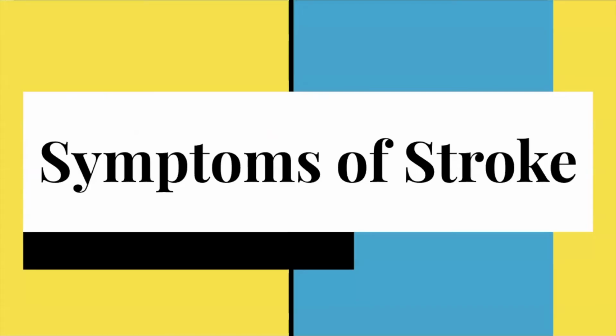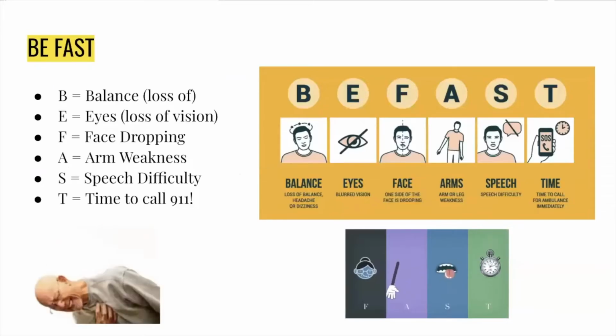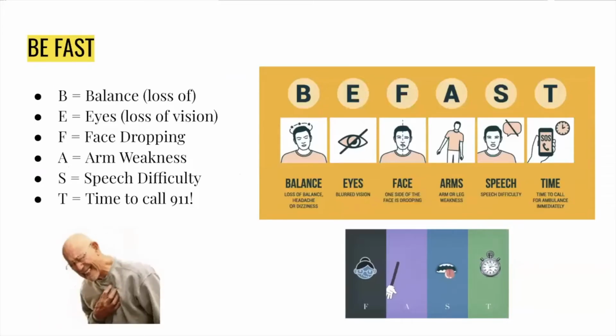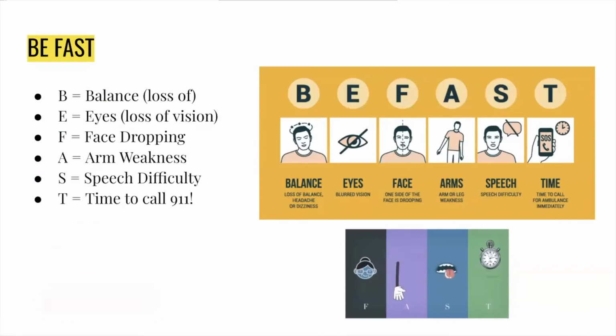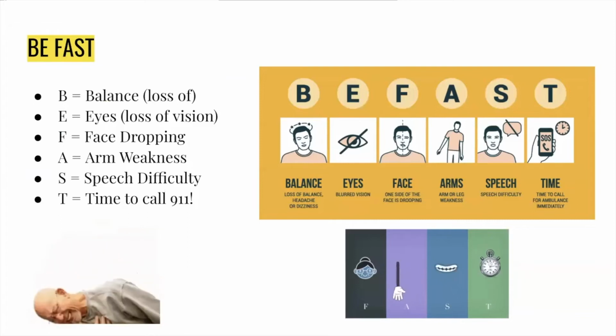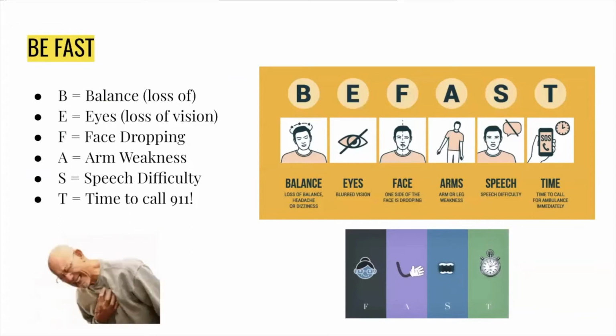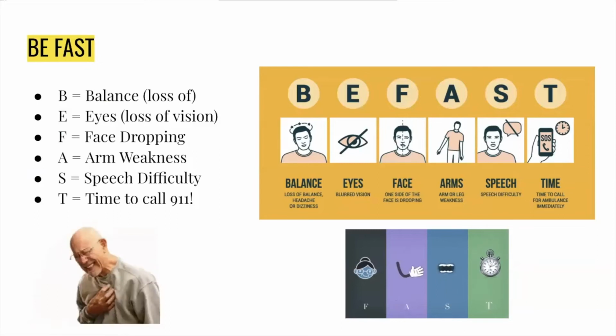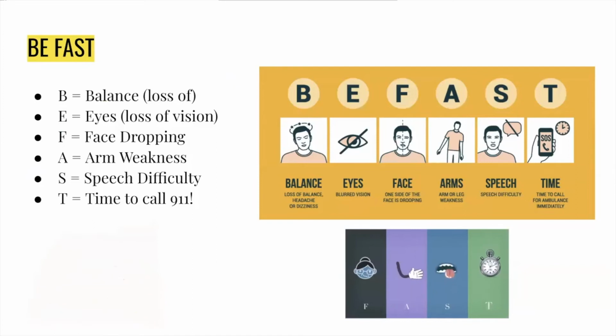Next, we're going to talk about the symptoms of stroke. A person experiencing a stroke would have to respond fast. The BE FAST acronym helps people identify the symptoms of stroke. B stands for balance. Does the person have a sudden loss of balance? E stands for eyes. Has the person lost vision in one eye or both eyes? F, face drooping. Does one side of the face droop or is it numb? Ask the person to smile. If the person's smile is uneven, they may be suffering from a stroke.